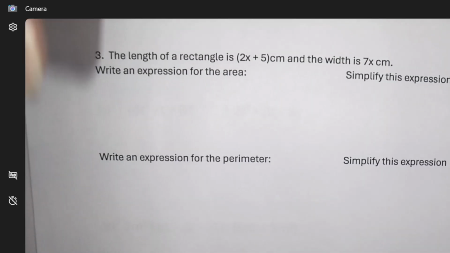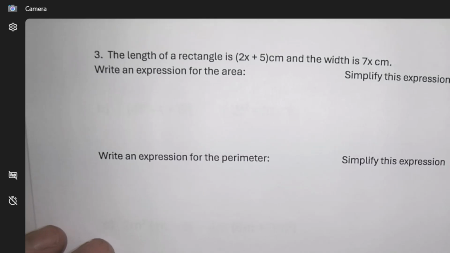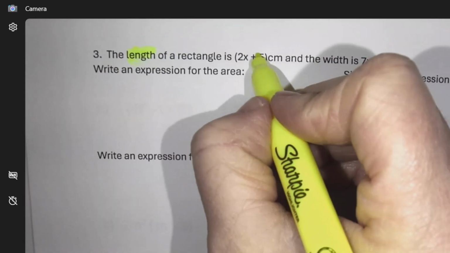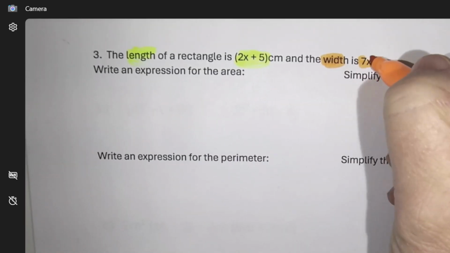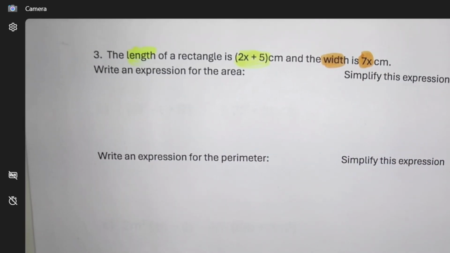Okay, the next question gives me a rectangle. So some of you on this test just couldn't identify those things. So when you read, the length of the rectangle is this. So I'm just picking out, see how my eyeballs are picking out the important stuff. Length is this. Width is this.